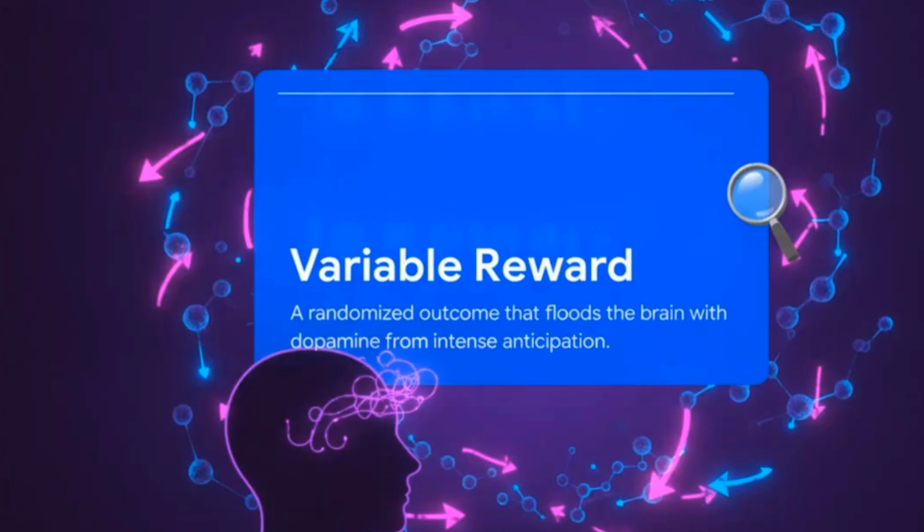And that perfectly illustrates the mechanics of the variable reward. It's a randomized outcome that transforms anticipation into an intense survival signal. This unpredictability floods the brain with dopamine. But here's the really critical part. That massive dopamine rush doesn't actually come from the satisfaction of getting the reward. It comes from the primitive terror of anticipation. The subject gets trapped in a state of permanent compulsion simply because they cannot predict the outcome.